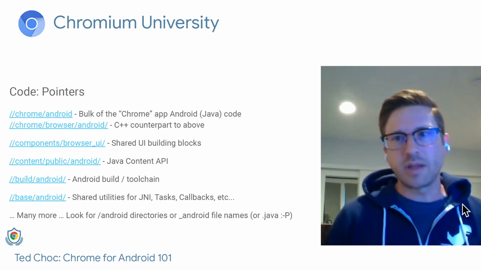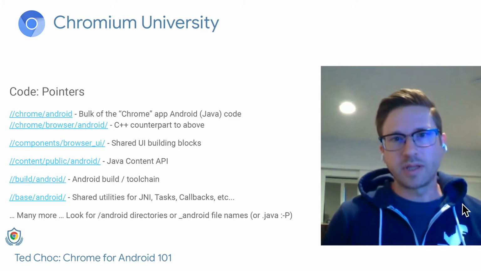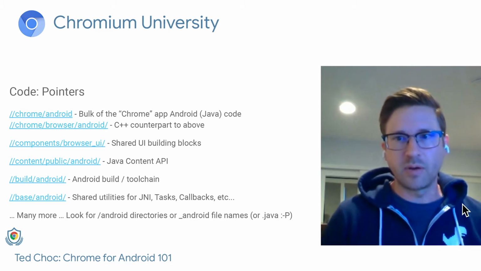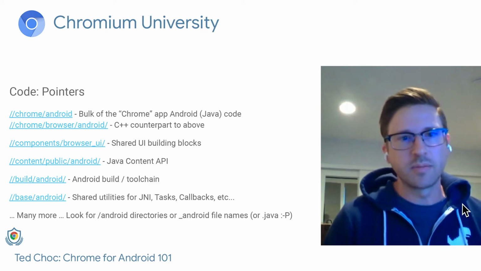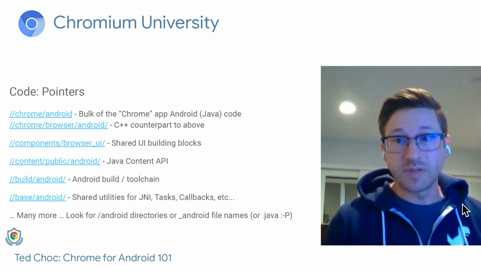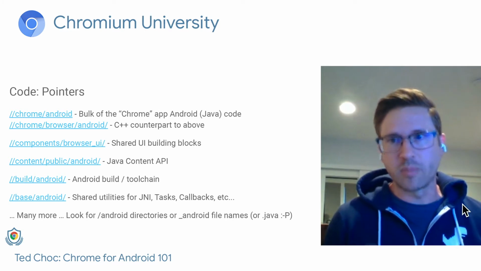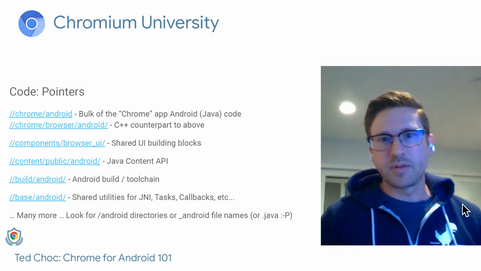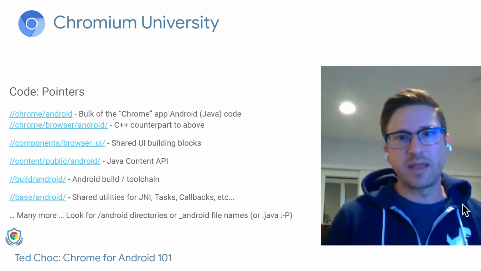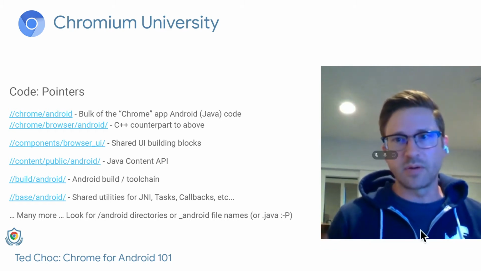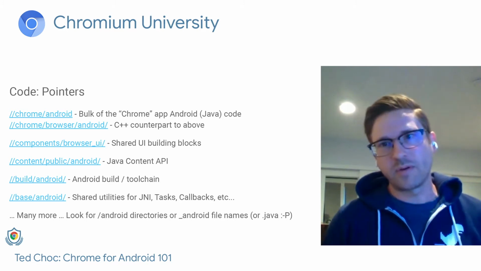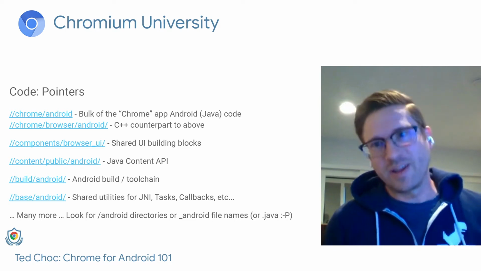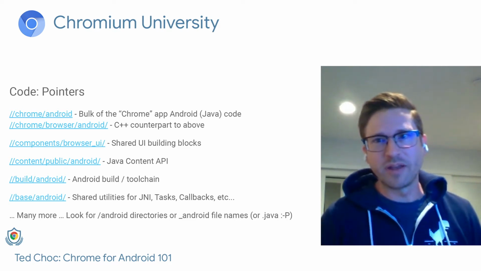And when I mentioned the content layer before, Content Public Android is our Java content API. So that's where you'll see web content, navigation history, things that are needed to build a multi-process browser. If you're looking for build specific things, build Android is where our build toolchain comes from. And finally, check out base Android when you start building a feature. That's where there are general utilities for JNI, tasks, callbacks, and scheduling in general. And really when you're looking for anything, look for an Android directory, look for _Android files, and you can also look for Java files. That's a pretty good giveaway that this is for Android.